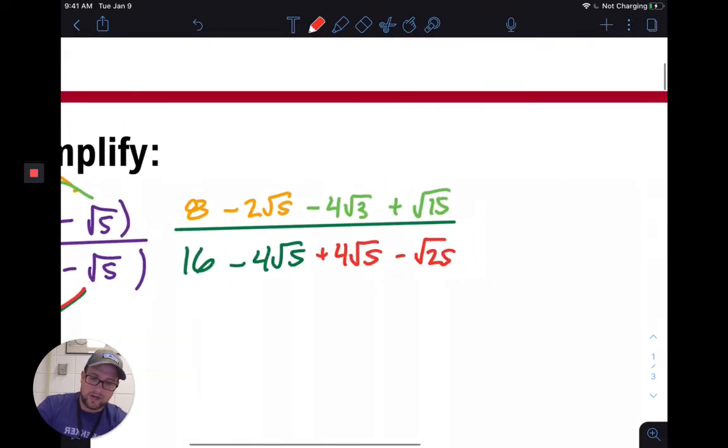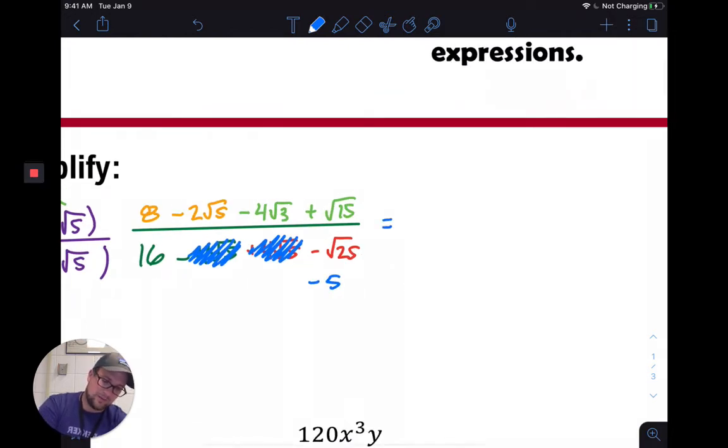Now, if we did that all correct, one thing we should be sure of is that our radical in the bottom is going to disappear. These two, of course, cancel out. The square root of 25 is just 5, so that's a minus 5. So 16 take away 5 leaves us with 11 on the bottom.